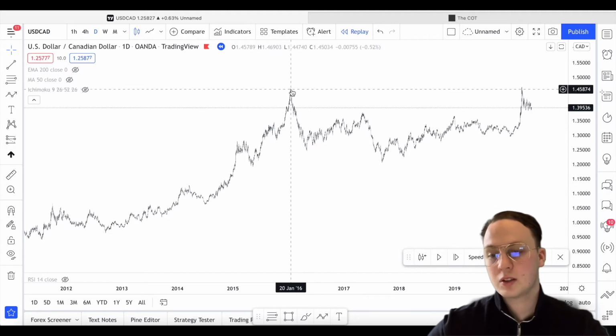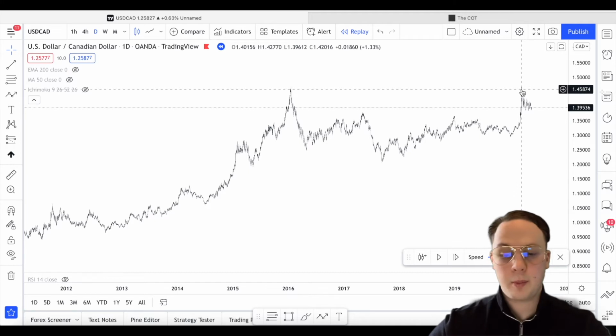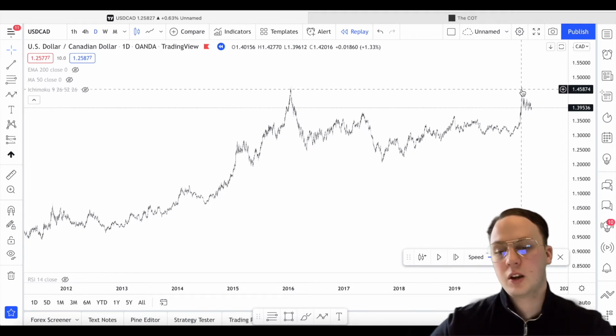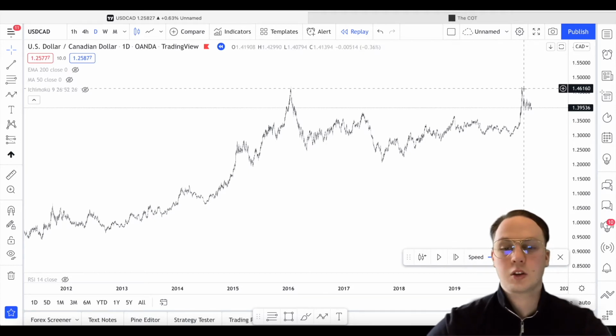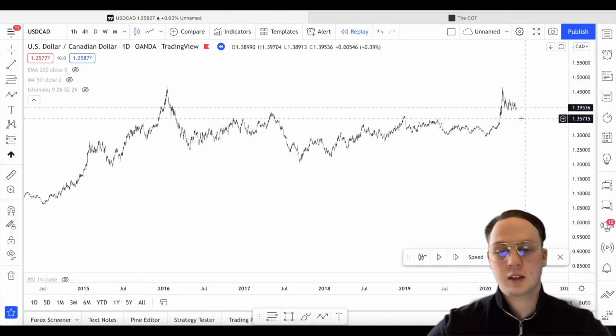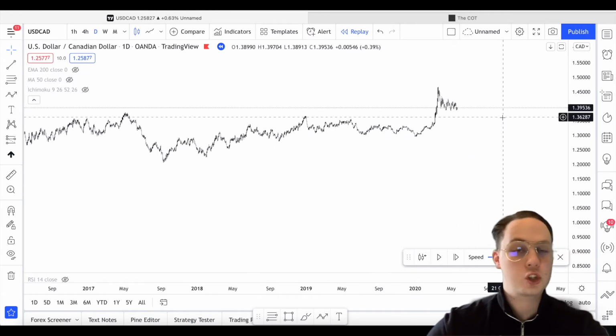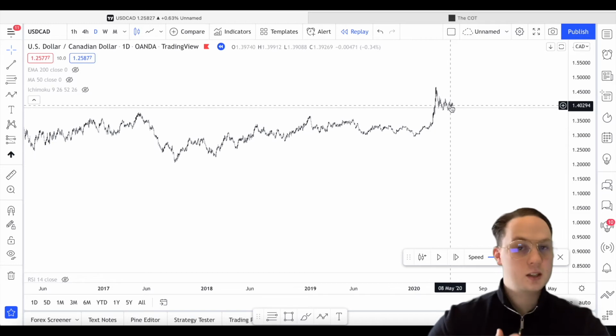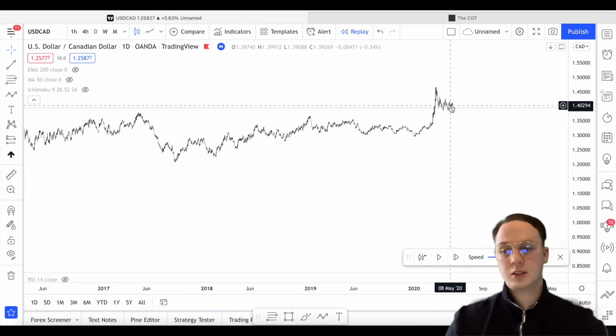We've had a previous resistance on the 20th of Jan 2016, and now we've come again 4 years later for another resistance. So there's a good chance that the market isn't going to break above, considering it's reacted quite heavily from this. But we need to check our COT data. Checking your COT data, you understand that the banks are looking to sell this pair.